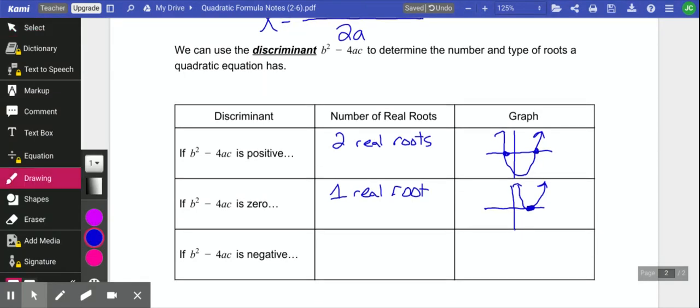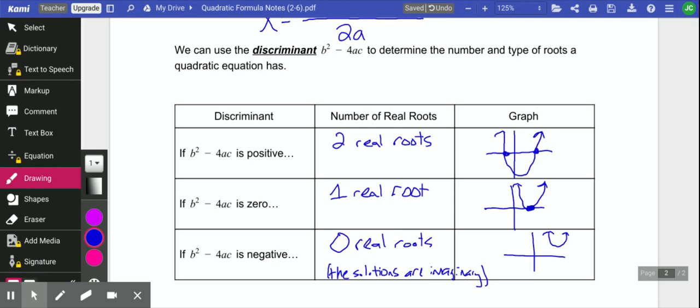Now, if your b squared minus 4ac is negative, so if the number under the square root is a negative number, that means you have imaginary solutions. So there are no real roots, but you do have solutions that are imaginary. What this means is your parabola doesn't touch the x-axis. Maybe it looks like this. Maybe it opens down and it's below the axis, something like this.